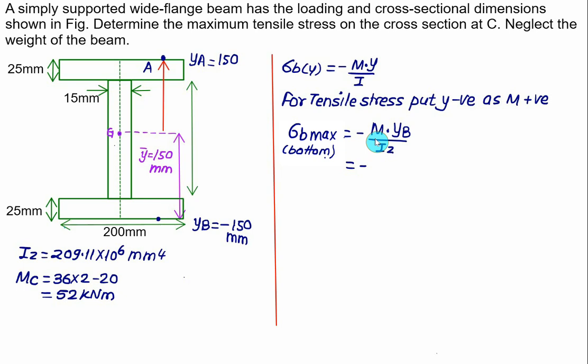So we have M equal to 52 kilonewton meter, that is 52 into 10 to the power 6 Newton mm. The YB value you have to use is minus 150. So we have minus, minus 150, minus minus becomes plus, and divided by Iz, which is equal to 209.11 into 10 to the power 6. Solve this, you will get a bending stress in megapascal, and it is guaranteed to be a positive value, that is tensile, which is 37.3 megapascal.